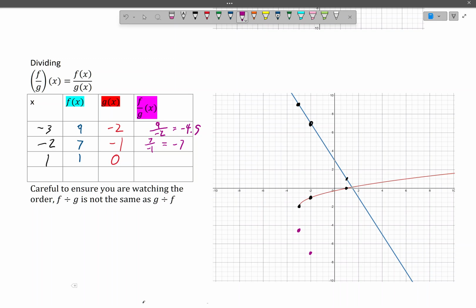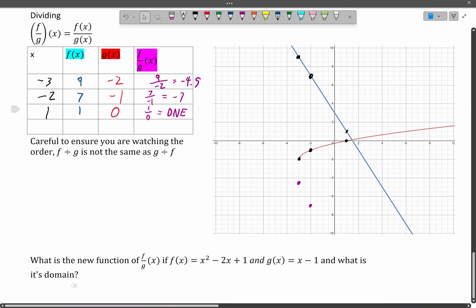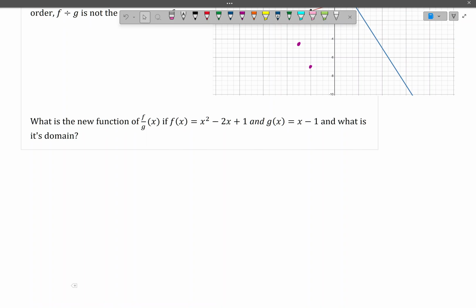So it's those two dots. But at 1 over 0, you're dividing by 0, so it does not exist. And this is a big deal here. Dividing by 0 means it does not exist, and some functions are going to have this effect take place. All right, one last question to try.